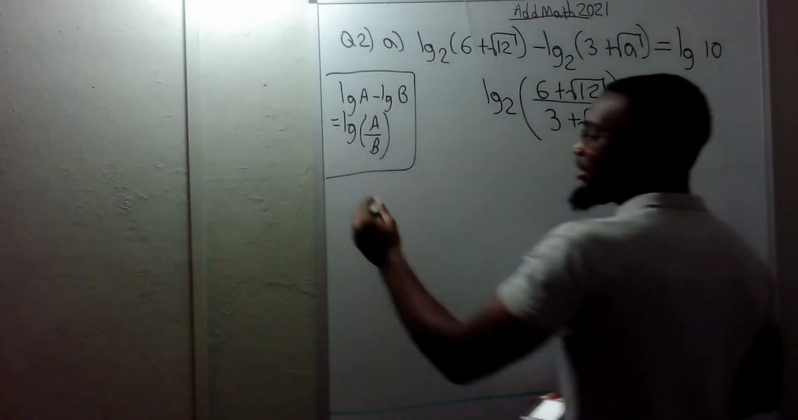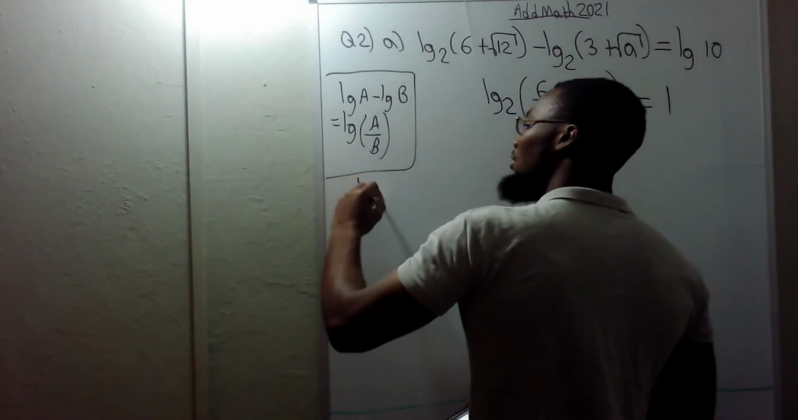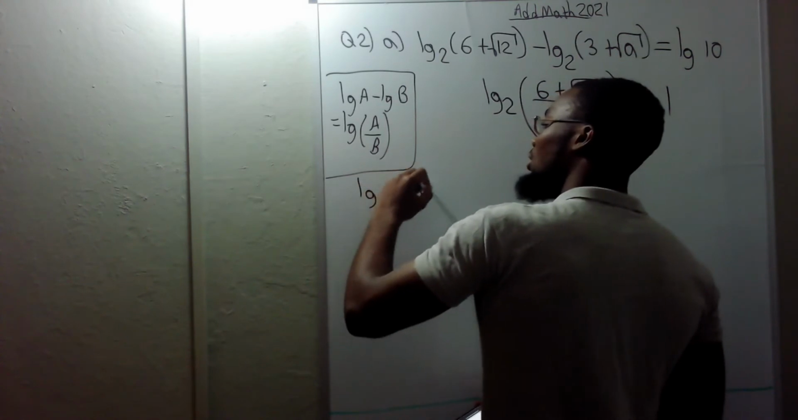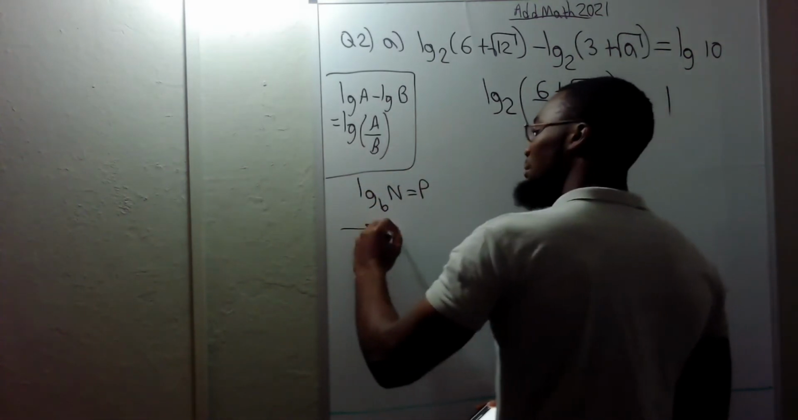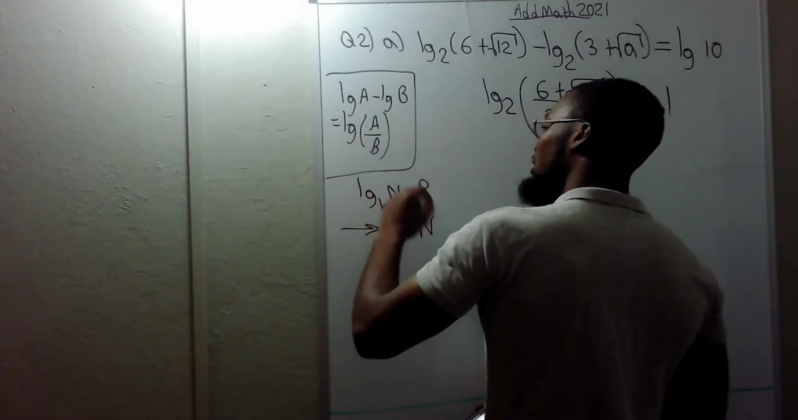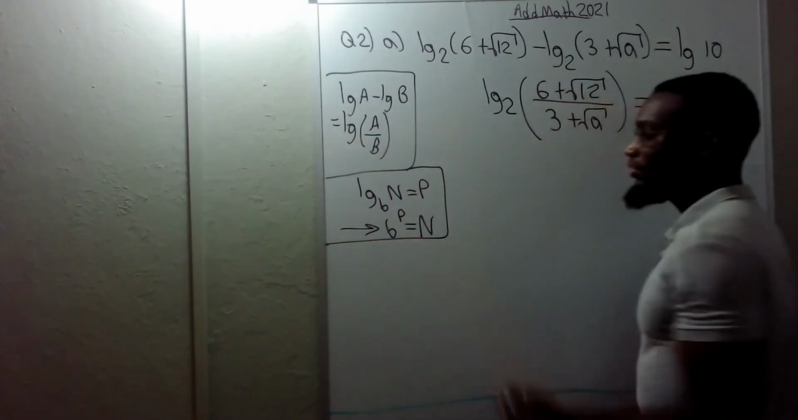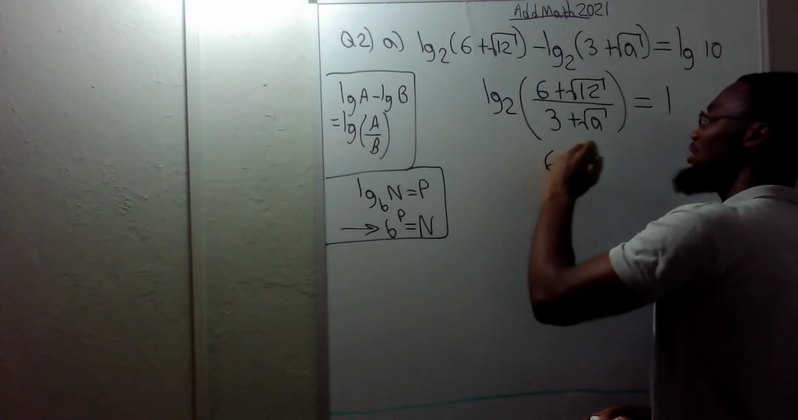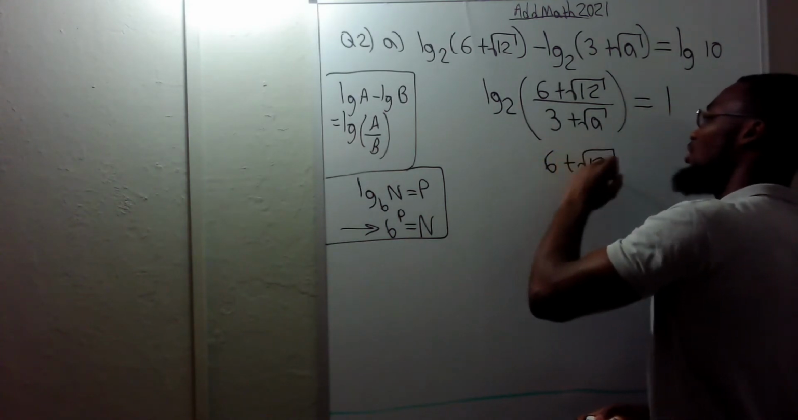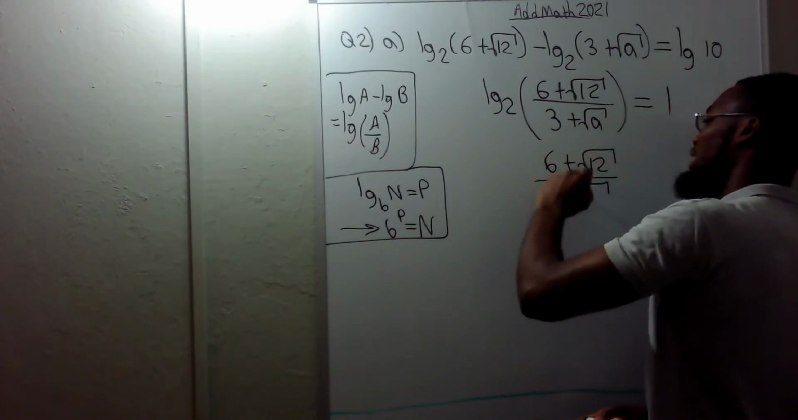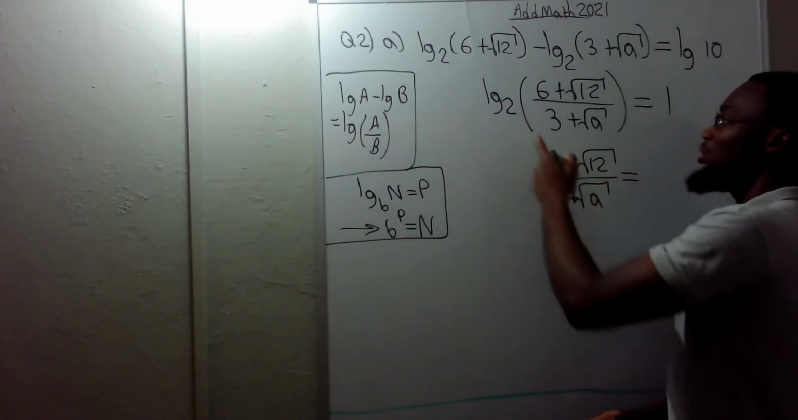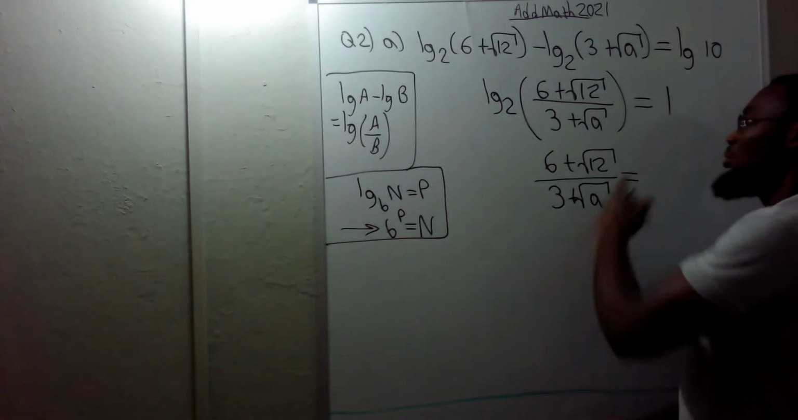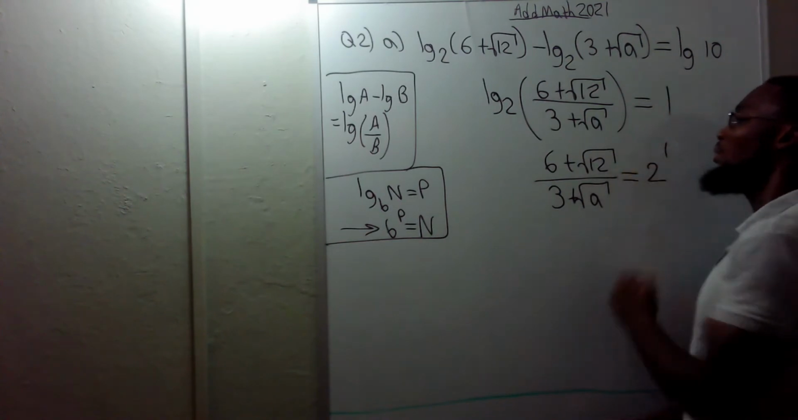Now remember the definition of logarithm. The log of a number to a base is equal to some power, which implies that the base to the power equals the number. That's the definition of logarithm. So this is the number. That means 6 plus root 12 over 3 plus root a is equal to, the base is 2, the power is 1, so 2 to the 1.